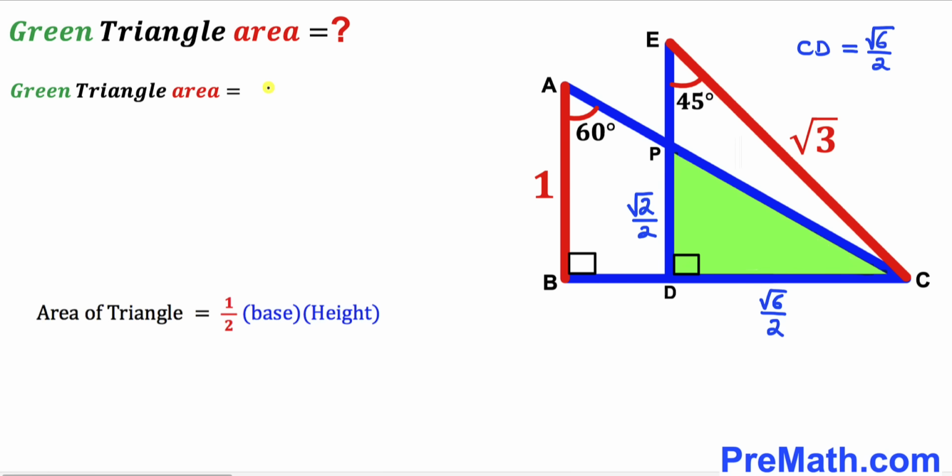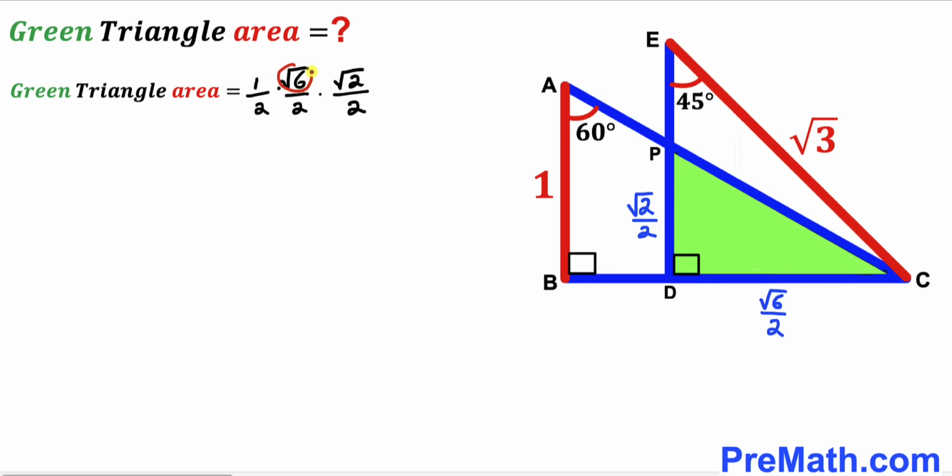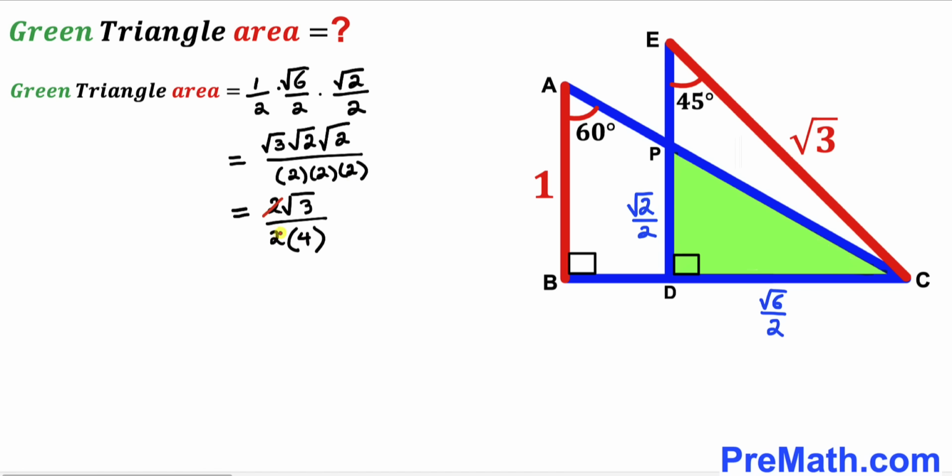So therefore the green triangle area is going to be a half times the base, square root of 6 divided by 2, times the height, square root of 2 divided by 2. And now I am going to tweak this square root of 6. Square root of 6 could be written as square root of 3 times the square root of 2. And now let's make an observation. We know square root of 2 times square root of 2 is simply 2. So therefore this could be written as 2 times the square root of 3 divided by 2 times 2, and this 2 times 2 is going to be equal to 4. And here 2 and 2 is gone.